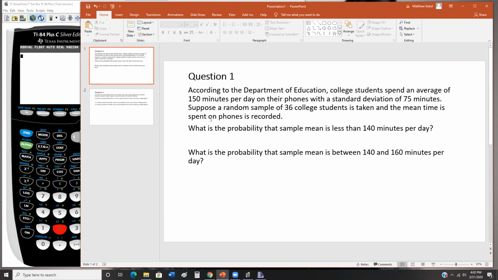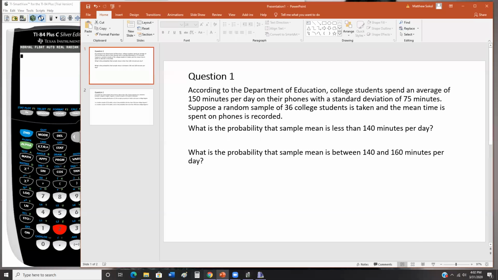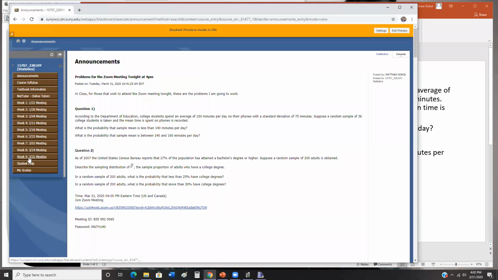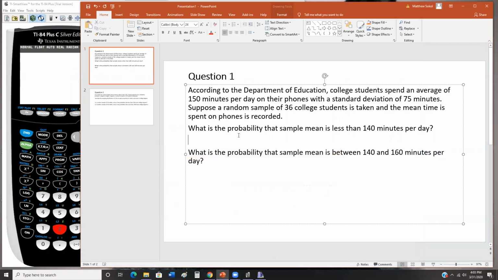Okay, so I have two questions that I want to work through today. And they really look like your questions from your week 9 assignment that you'll have to do. So if you follow along with these lectures here with your calculator and have an understanding of how to do these problems, I highly encourage you to jump right into the week 9 assignment because after seeing me do these problems, you should be able to knock those problems right out of the park.